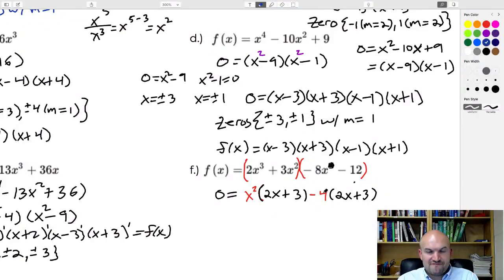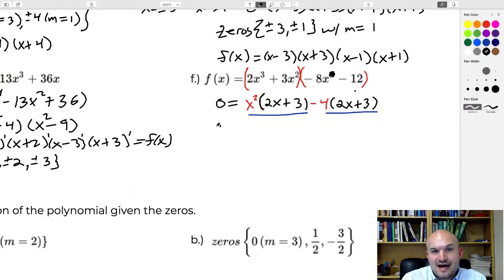Now what we're going to do is factor out the GCF again from both of these terms. You can see these are terms separated by subtraction. So you want to say, what do these have in common? You can see that these both share, inside parentheses, 2x plus 3. So I'm going to factor that out, the 2x plus 3. And what's left over is the red, which is x squared minus 4.